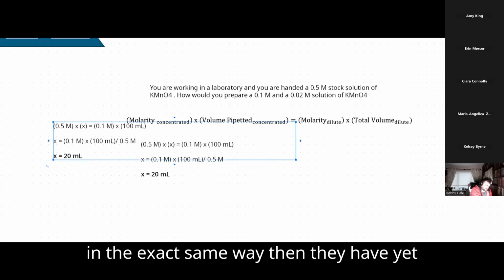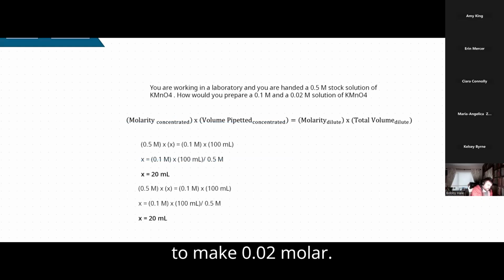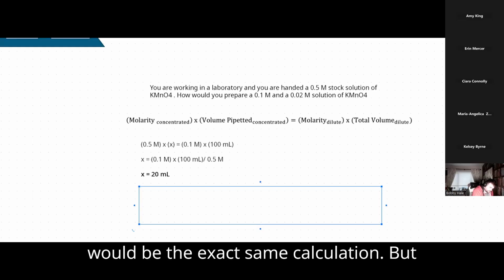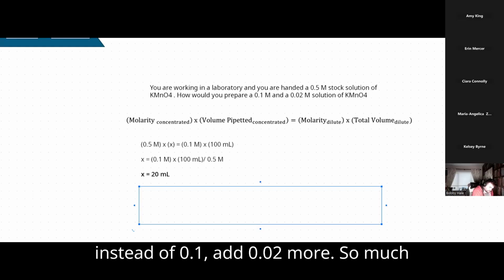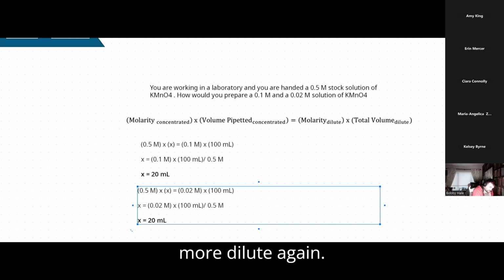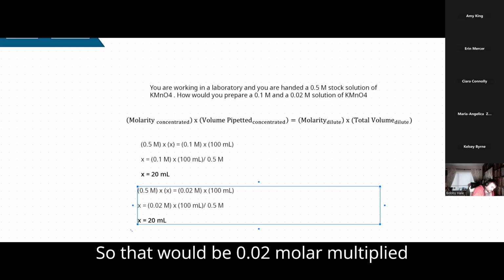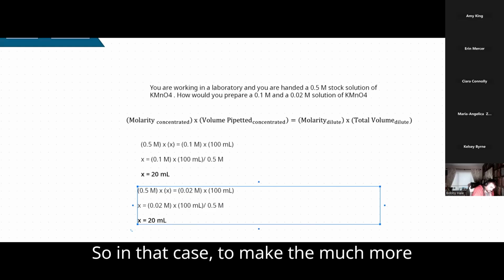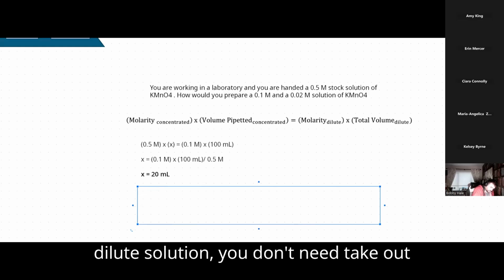So in the exact same way then, if you had to make 0.02 molar, okay, it would look something like this. It'd be the exact same calculation, but instead of 0.1, it's 0.02 molar, so much more dilute again. So that would be 0.02 molar multiplied by 100 divided by 0.5. So in that case, to make the much more dilute solution, you'd only need to take out 4 ml.